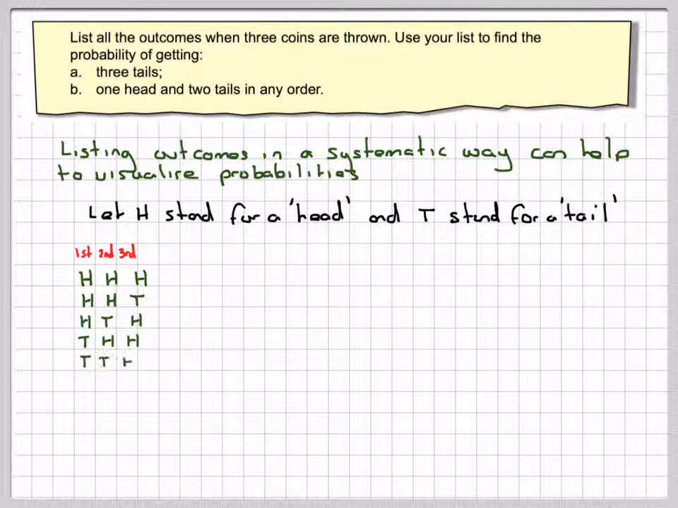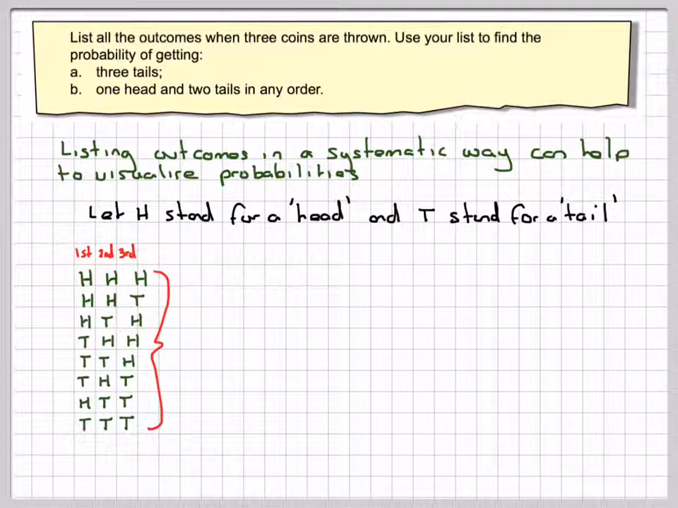The same thing could happen with 2 tails and a head. We could get 2 tails on the first and second, and a head on the third, a tail on the first, a head on the second, a tail on the third. Or we could get a head on the first, a tail on the second, and a tail on the third. And finally, we can get 3 tails. So therefore, there are 8 outcomes in this experiment.